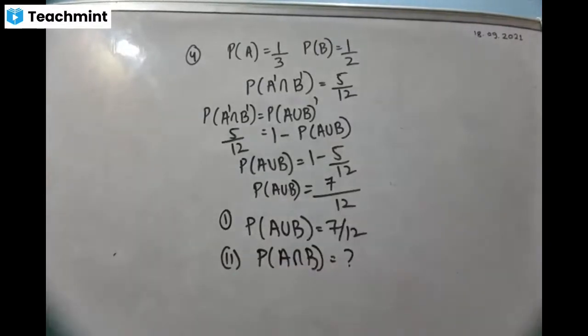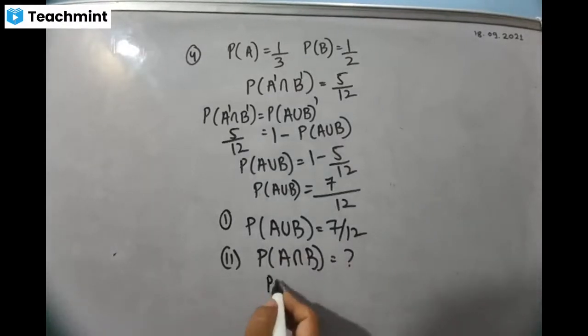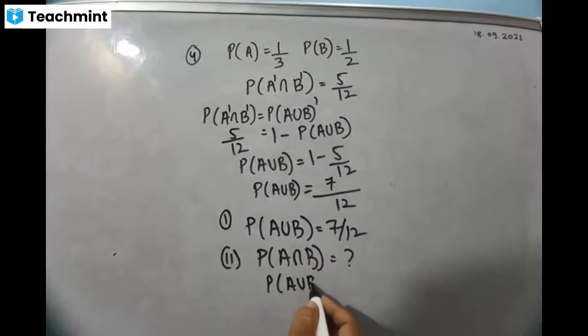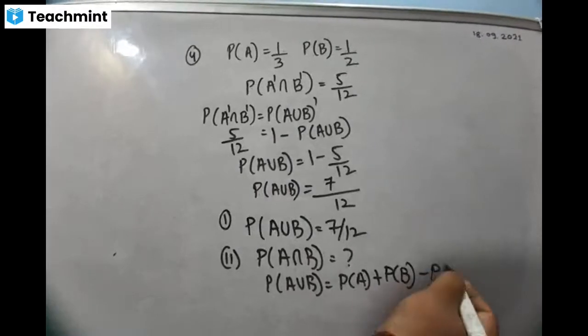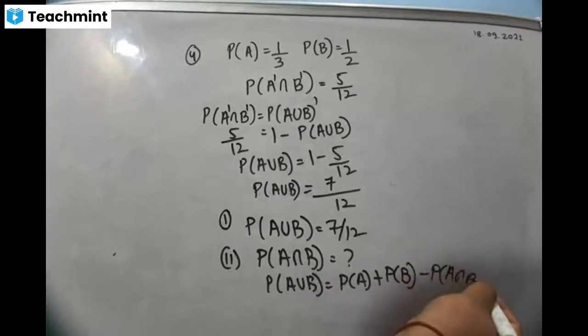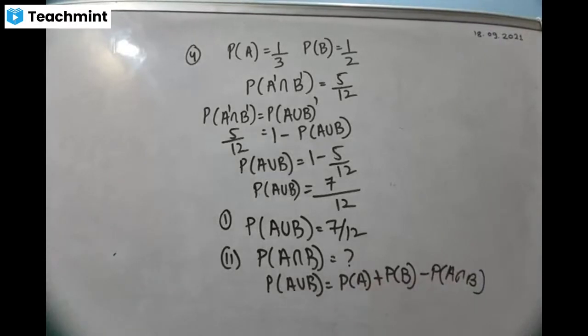To find A intersection B, I hope you know which formula you are going to use. Probability of A union B is equal to probability of A plus probability of B minus probability of A intersection B. You know A union B, you know probability of A, and in fact you know probability of B also. So you can easily find probability of A intersection B. So the second one can be found very easily.